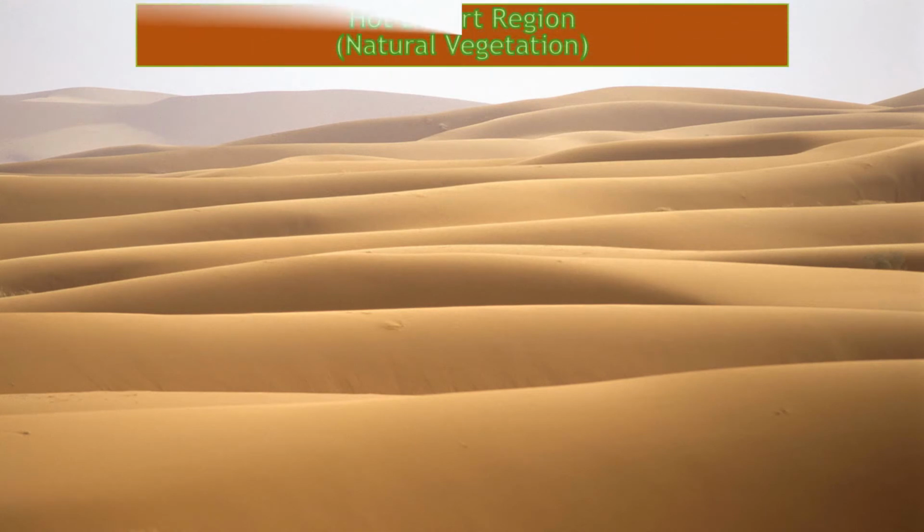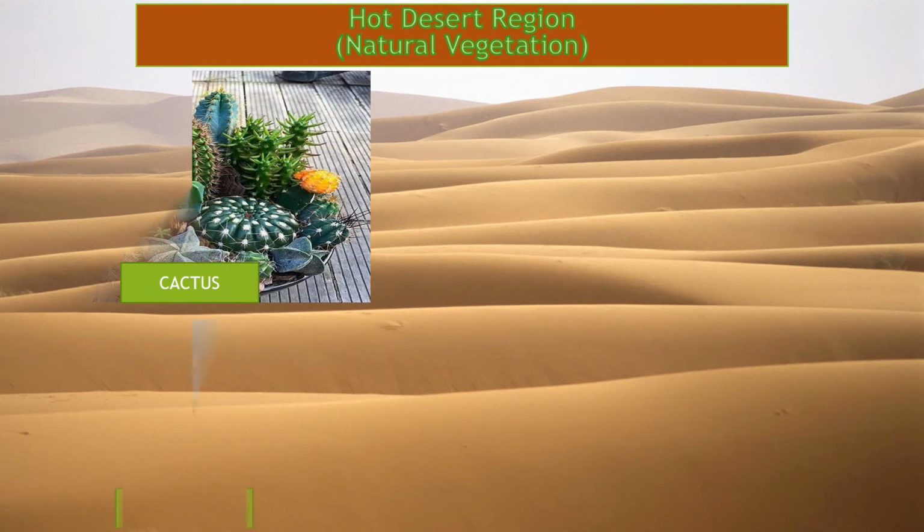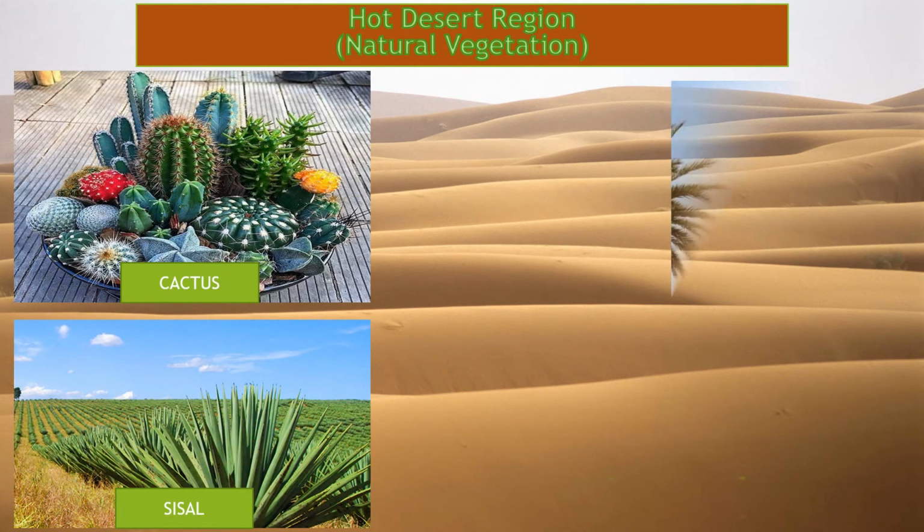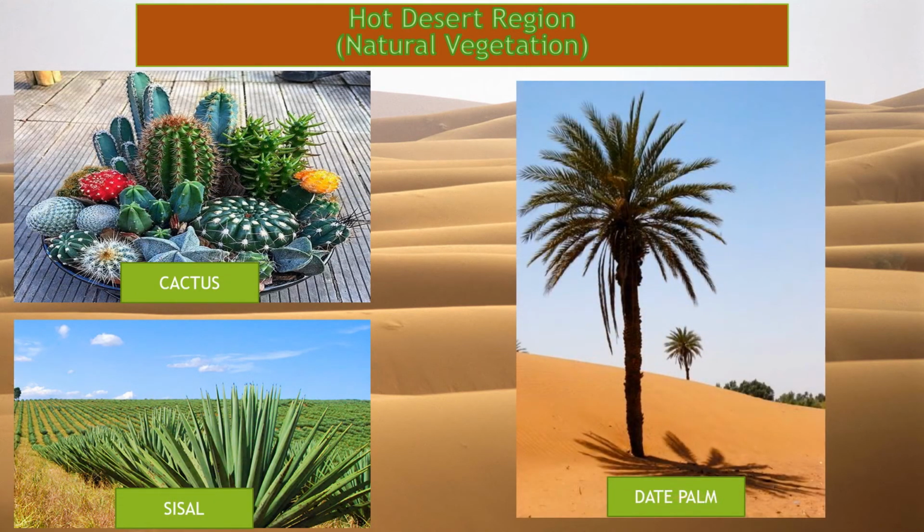Natural vegetation found in the hot desert region is mostly thorny bushes with very few leaves. The leaves are narrow, oily, and have a thick bark. Once moisture in the soil is consumed, plants die. Some examples of plants found in the desert area are cactus, sisal, palm, date palm, etc.